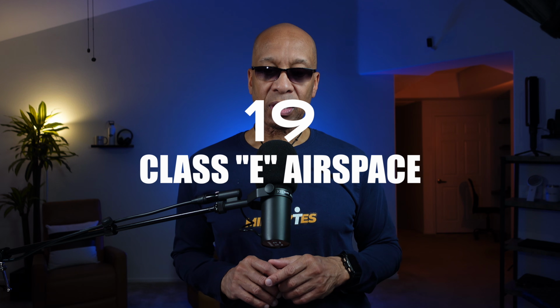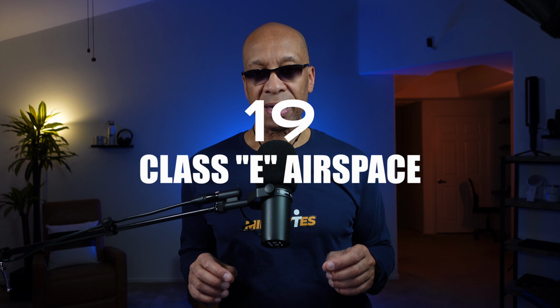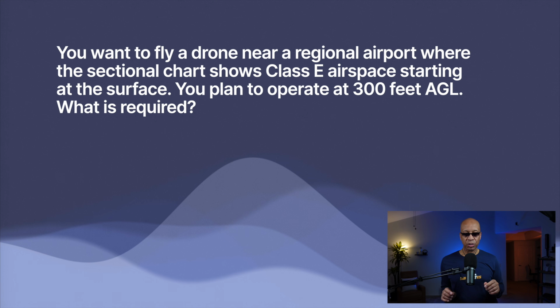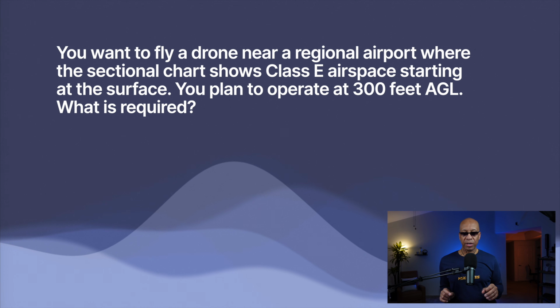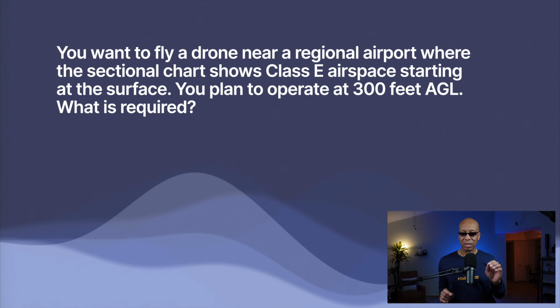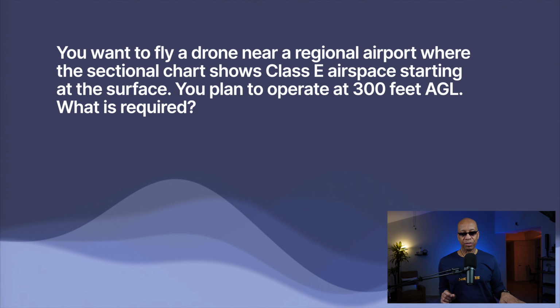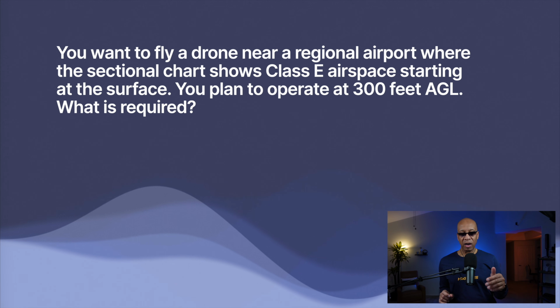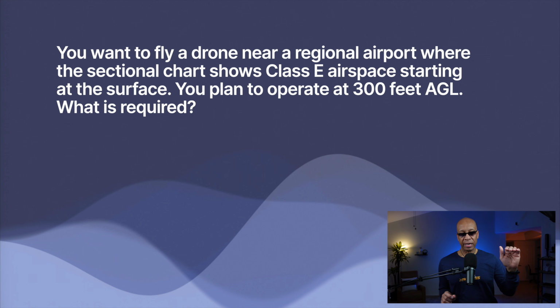Let's move to question number 19, which has to do with flying in Class E airspace. And a lot of you just perked up because you know Class E airspace is tricky in itself, but the FAA is going to take advantage of Class E airspace because they know that it's tricky. So here's the question. You want to fly a drone near a regional airport where the sectional chart shows Class E airspace starting at the surface. You plan to operate at 300 feet AGL.